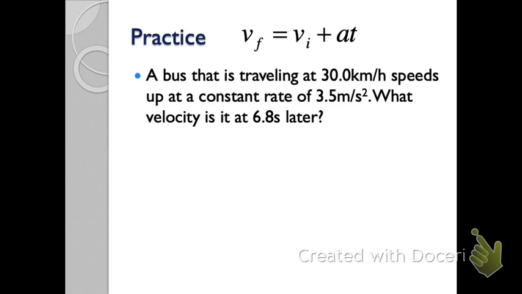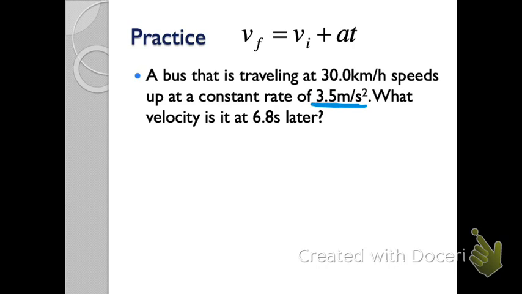A bus traveling 30 kilometers per hour speeds up at a constant rate of 3.5 meters per second squared. What is its velocity at 6.8 seconds later? So I'll give you about a minute or 2 to get written down what you need, and then we'll work it out together.